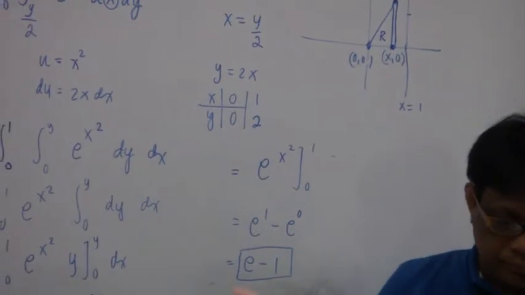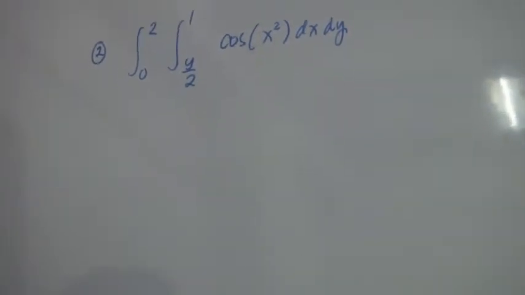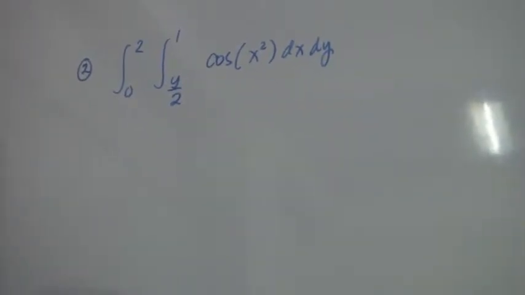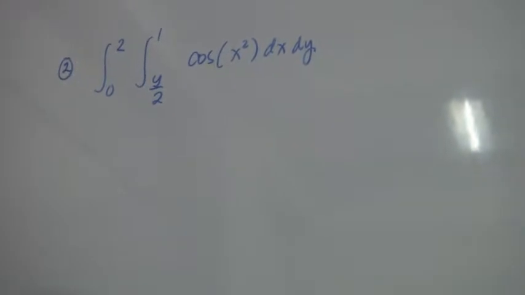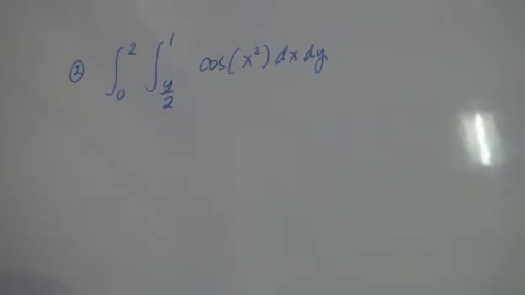Okay? This is another example of double integral wherein we're going to reverse the order of integration. Okay, let us examine why we need to reverse the order of integration. Okay, so identify the integrand. It is cosine x squared.